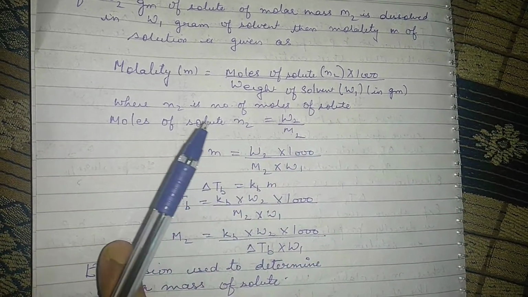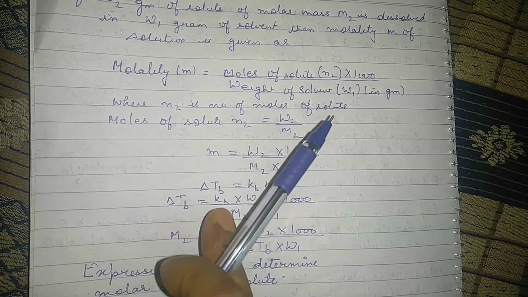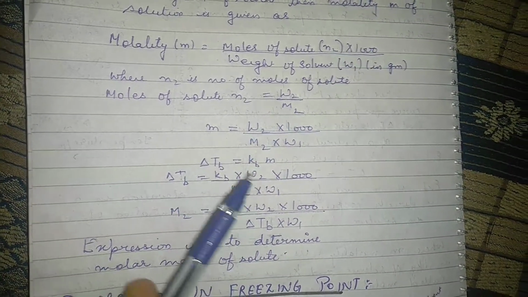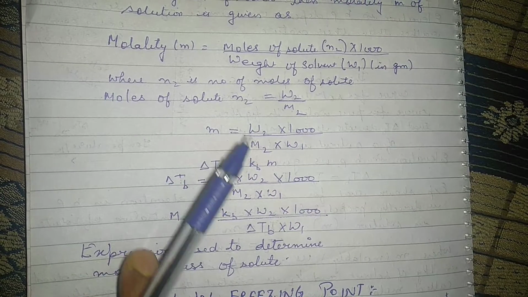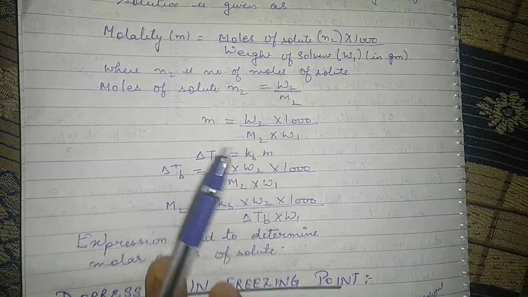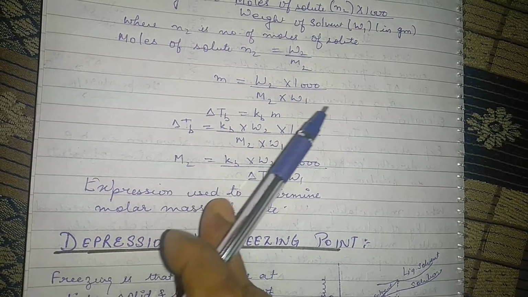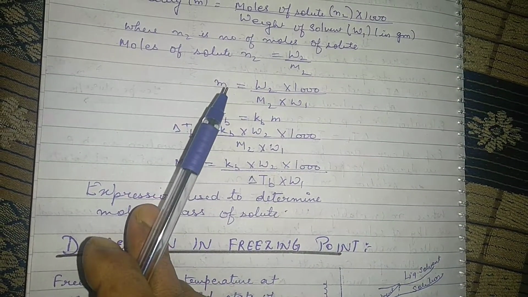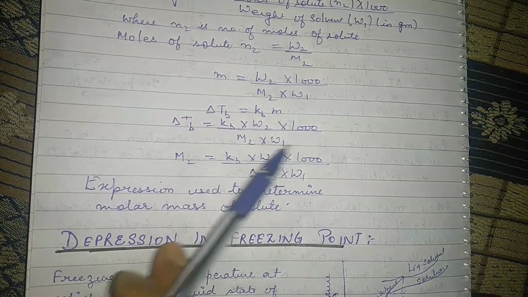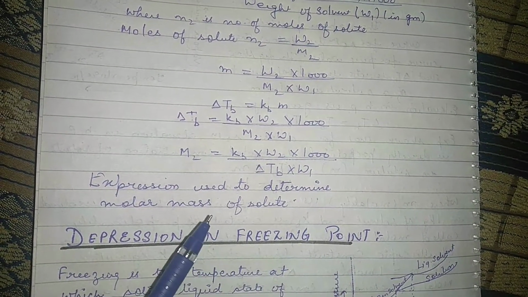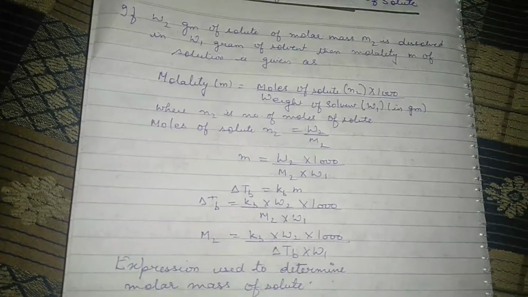Here n2 is equal to the number of moles of solute, so moles n2 is equal to W2 upon M2. So this is the formula of molality, W2 upon M2 into 1000 upon W1. So delta TB is equal to Kb into m. From this equation, we have to put the value of m in this. Hence we get this equation finally. So this is the expression to determine the molar mass of a solute. You can take a snapshot of it.